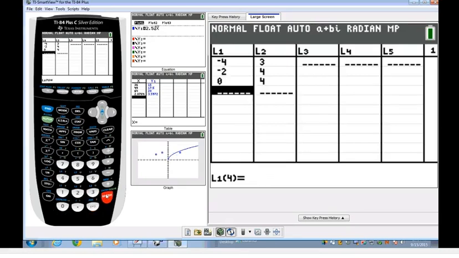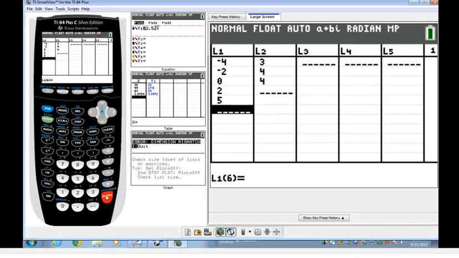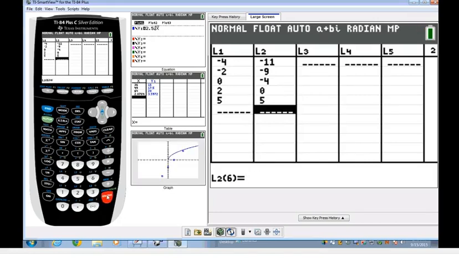-2, 0, 2, and maybe 5. All right. I have loaded some data. Those are my x's, and these are my y's. So I'm going to put in 11, -9. Let's see, 0 is 4, and 2 is 0, and 5 will be 5. All right, I have loaded my data.